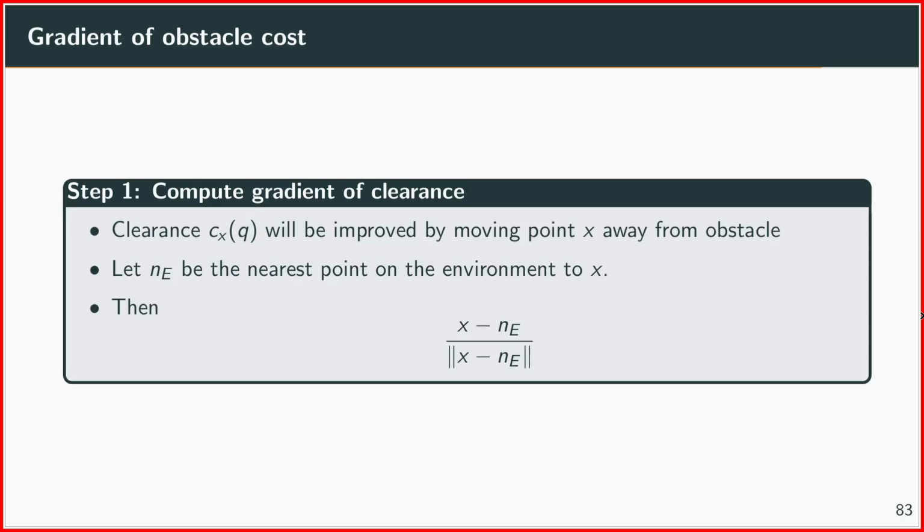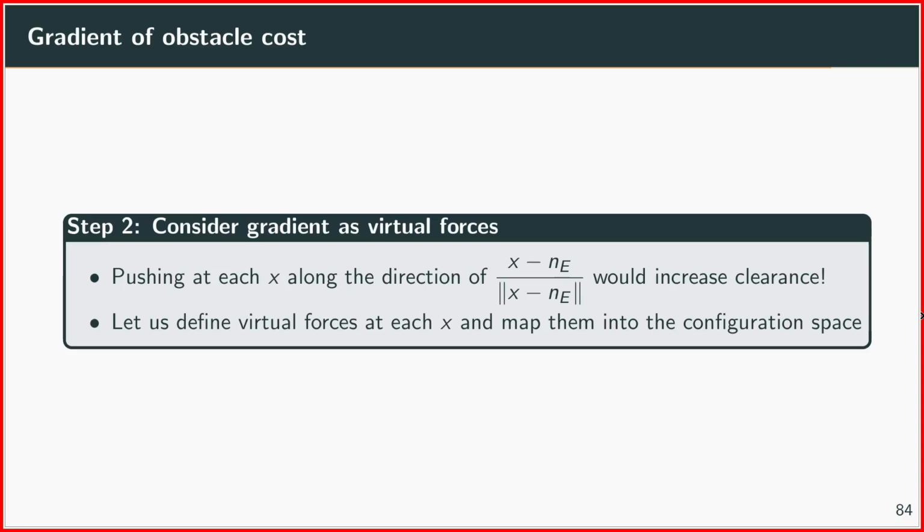As I said, the clearance will be improved by moving point X away from obstacles. The point X, as you remember, was the point of the robot. So let's say that we have NE be the nearest point on the environment to X. Then we can just compute a direction, the normal between X and NE, which is the direction into which we would push the robot so that we can improve.